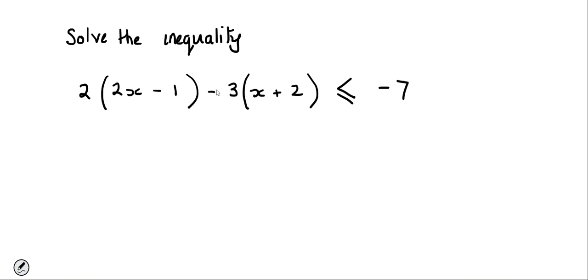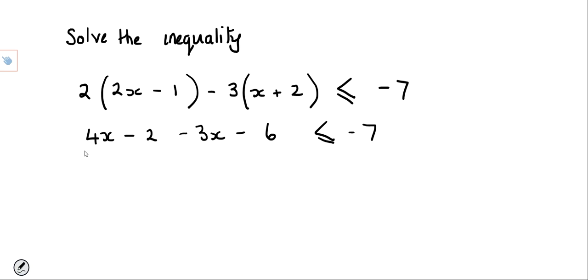Or do we have to expand the brackets first? Oh, yeah. So what are the brackets expanded? 4x take away 2. And then the other one is negative 3x take away 6. Okay. That has to be less than minus 7.